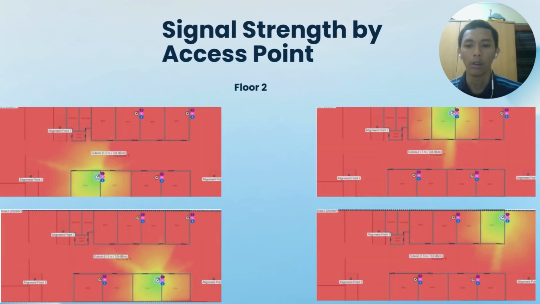So for floor two, it will be the same case as floor one. The signal strength of each AP, or access point, was tested before and after the optimization. Initially, some APs provided insufficient coverage due to poor placement, resulting in weak signal in some areas. Following the optimization, APs, access points, were placed strategically to ensure a balanced signal strength to meet the required threshold throughout the floor.